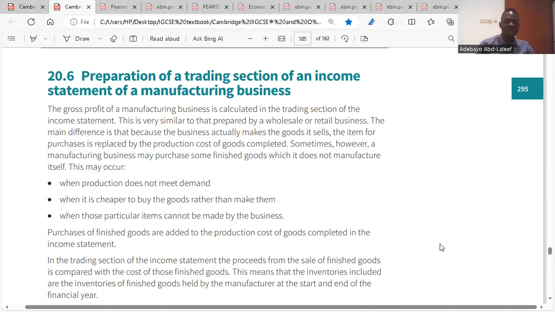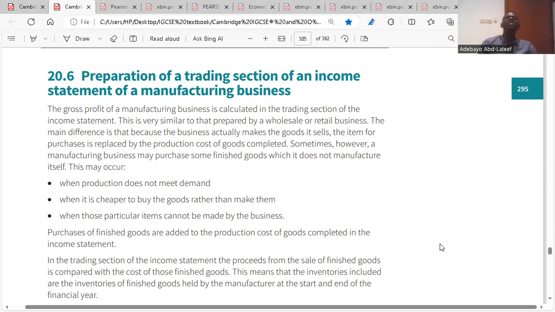Sometimes, however, a manufacturing business may purchase some finished goods which it does not manufacture itself. This may occur when production does not meet demand, or when it is cheaper to buy the goods rather than make them. When those particular items cannot be made by the business, purchases of finished goods are added to the production cost of goods completed in the income statement.